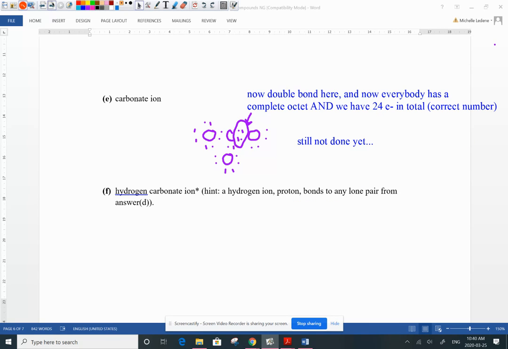So here we go. Now we've added a double bond. Everybody now has a complete octet. Carbon has 8 electrons: 1, 2, 3, 4, 5, 6, 7, 8. So that's a full octet. Every oxygen has a full octet too. We still have our 24 electrons. That's the correct number, but we're not quite done yet. We're almost there though. Let's keep going.